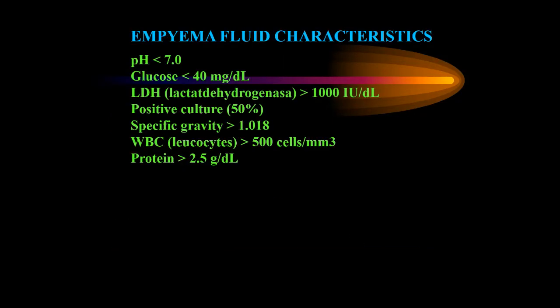If you take the analysis of the empyema fluid, you will see the alkaline pH. You will see a glucose level less than 40 milligrams per deciliter. You can see a lot of leukocytes and a high level of protein.